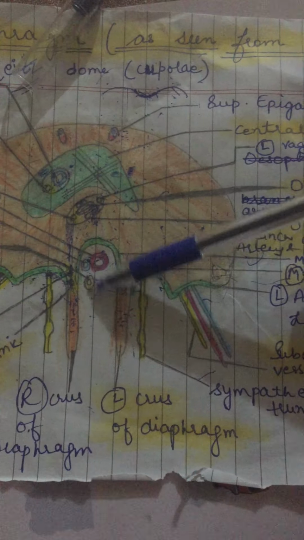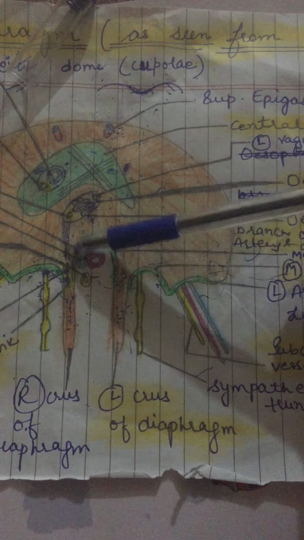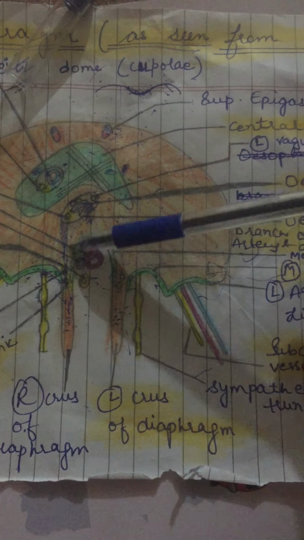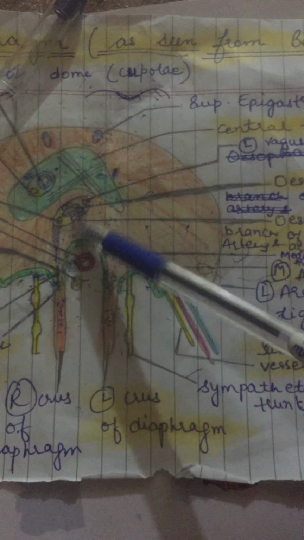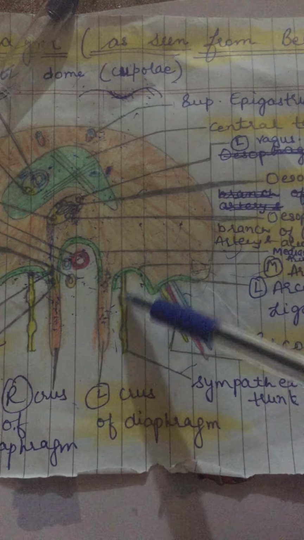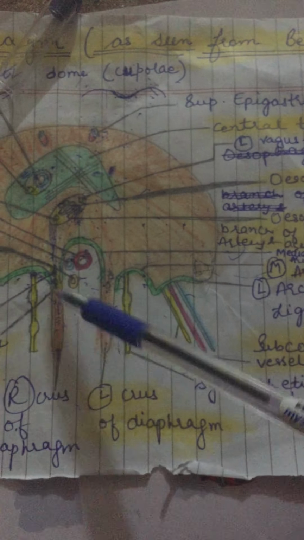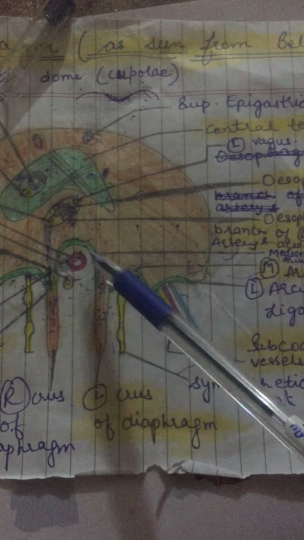Right crus is longer and more muscular than the left, and it arises from the front of the bodies and the intervertebral discs of the upper three lumbar vertebrae, right? Close to the esophageal opening, they give attachment to the suspensory muscle of the duodenum, right? Left crus arises from the discs and bodies of the first two lumbar vertebrae, and both the cruras are joined in the midline by the median arcuate ligament, right?